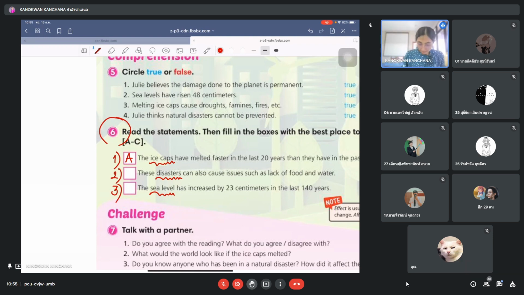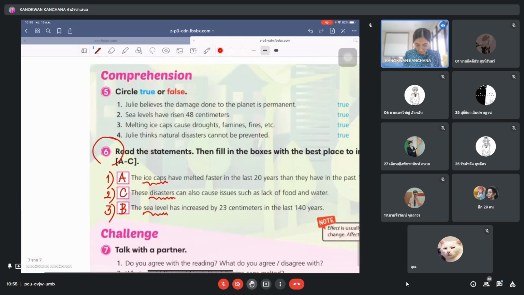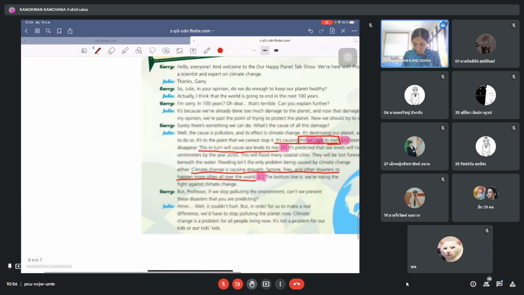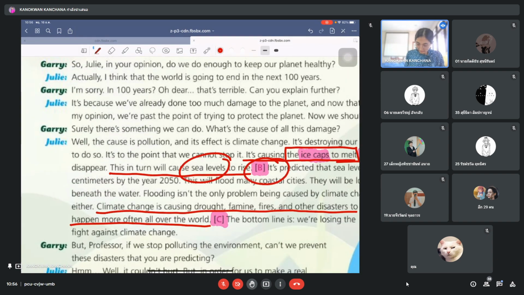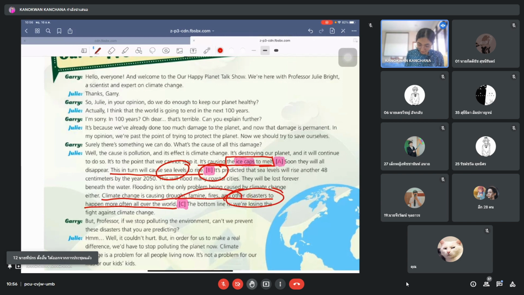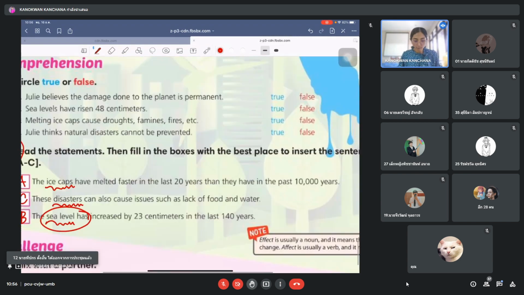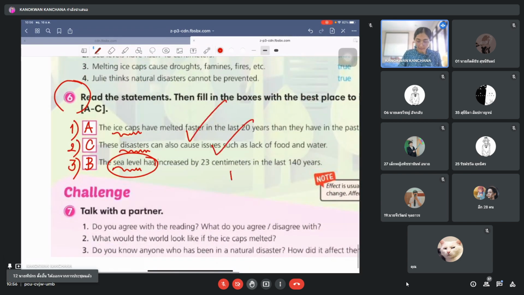So everyone, let me check. Your answer is CB, right? So I'm going to find the word sea level. And yes, the sea level is B and the disaster is C. That's great. Everyone, you got the right answer. So check yourself, everyone.